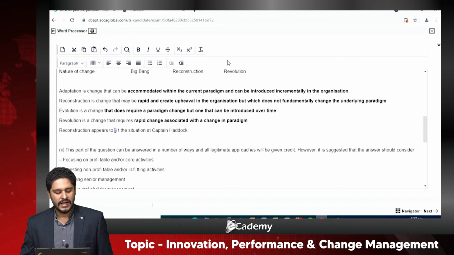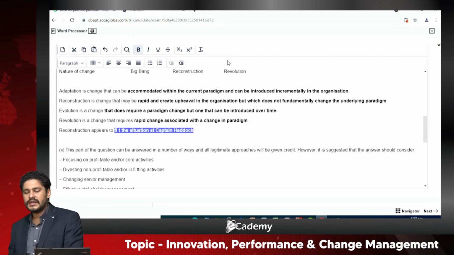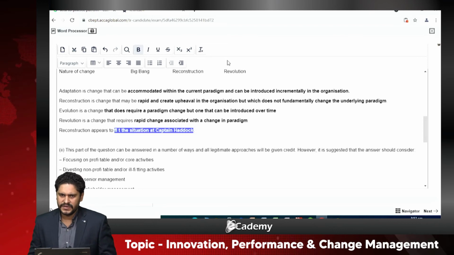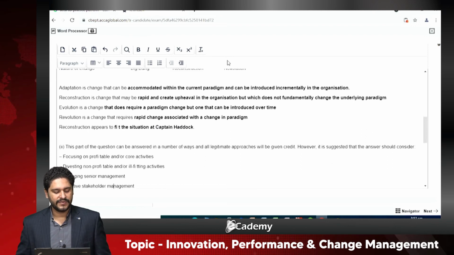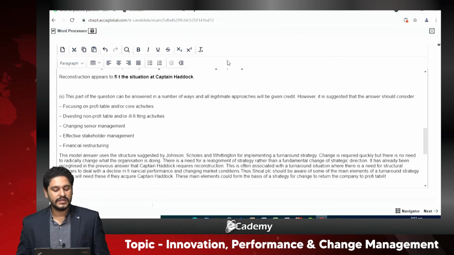in the situation as at Captain Haddock's. So you need to reconsider, you need to reconstruct some of the areas of Captain Haddock's organization, and then you will be following a reconstructional type of change. This part of the question can be answered.